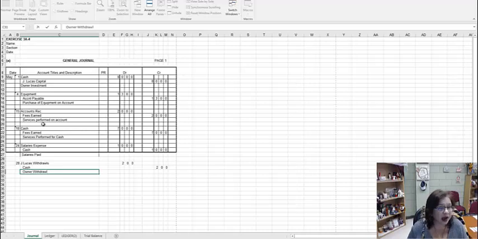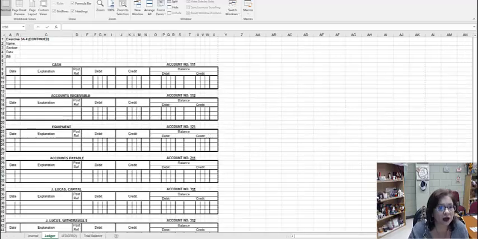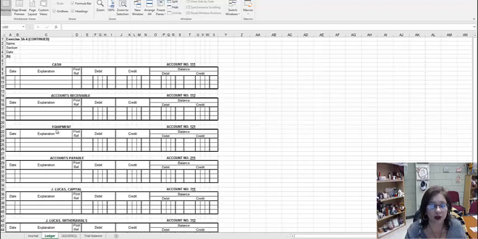So this is the journal. Now we're going to take this and put it into the ledger. And let me show you what that means. So this is what the ledger looks like. Okay, she has cash, accounts receivable, equipment, accounts payable, Lucas Capital, and her withdrawals.